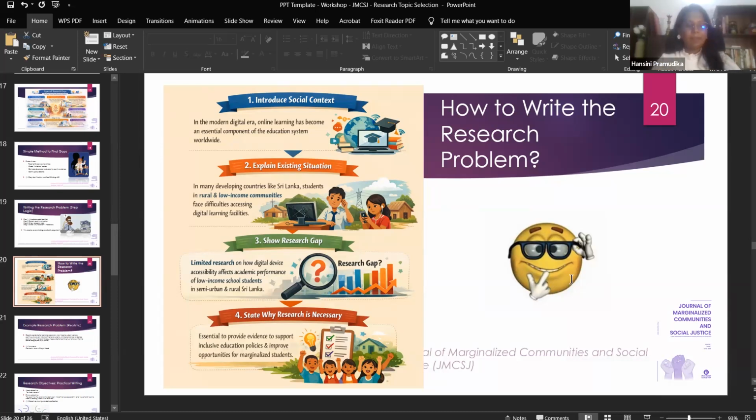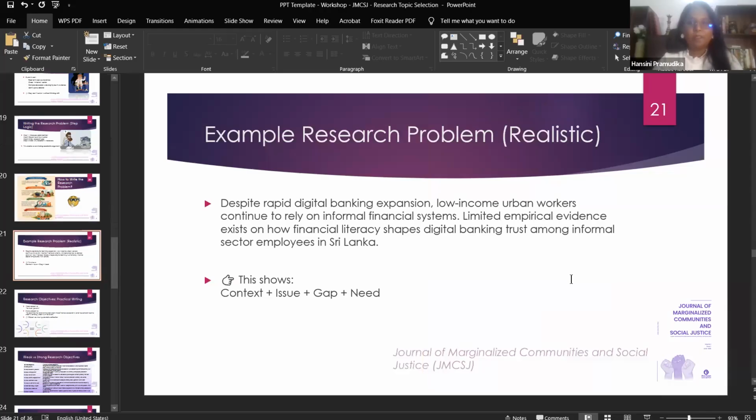Okay, then an example research problem, a realistic one. There is another example, right? Despite rapid digital banking expansion, low-income urban workers continue to rely on informal financial systems. Limited empirical evidence exists on how financial literacy shapes digital banking trust among informal sector employees in Sri Lanka. Right? It is connected with the finance field, and the HR field.